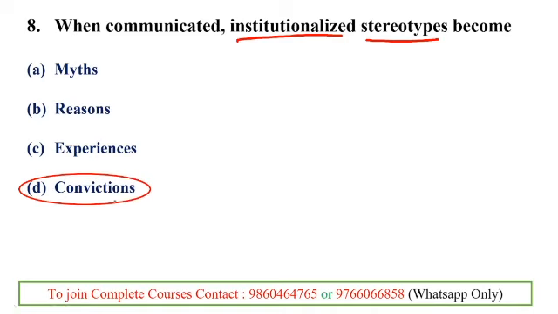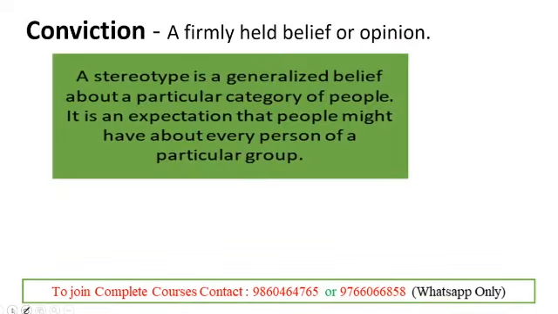First of all, what is the word conviction? Conviction means a firmly held belief or opinion, something we firmly believe. There may be something we are not aware of, or not that sure about, but we firmly hold the belief or opinion that it is right, or that the statement is very much right there.